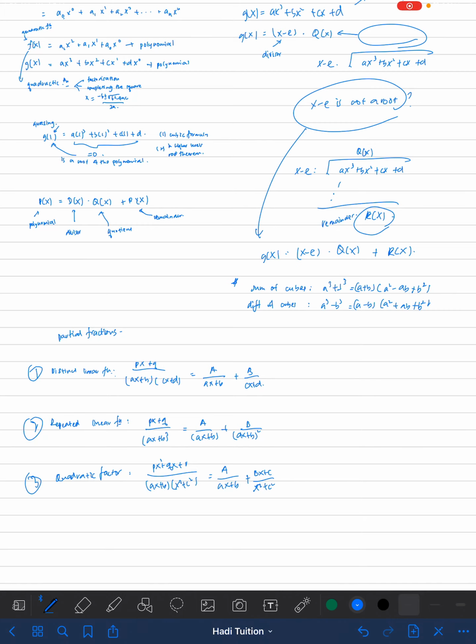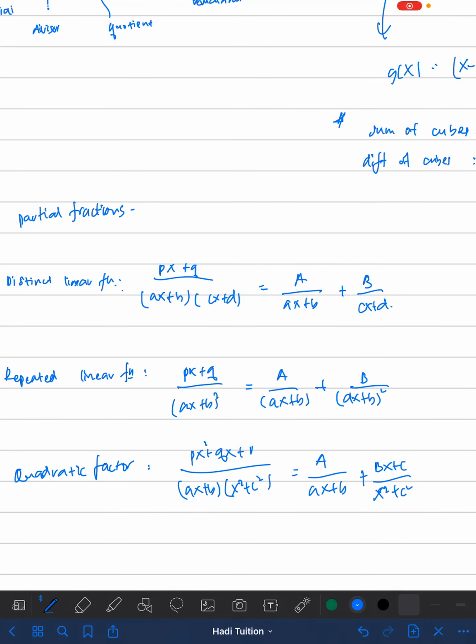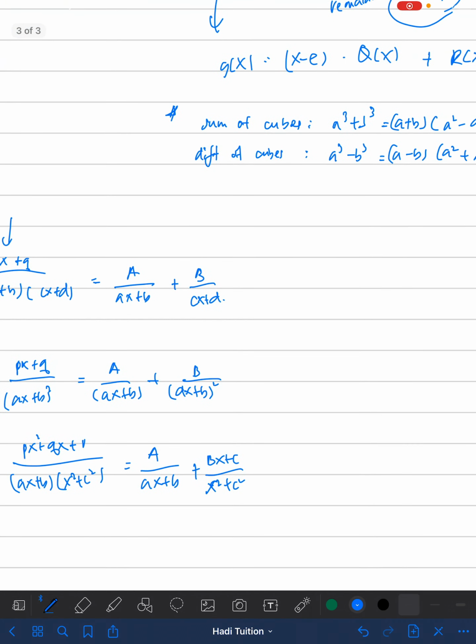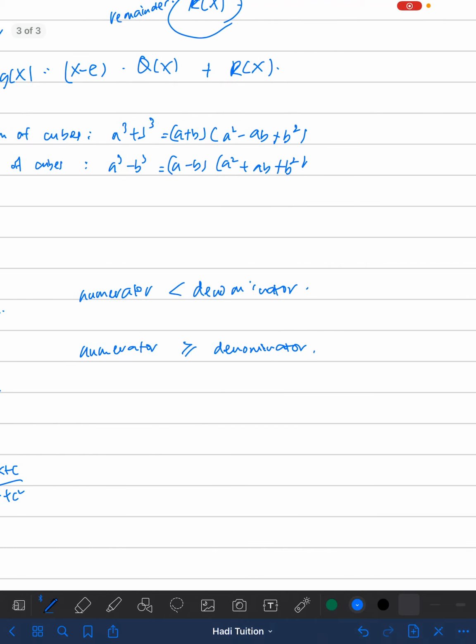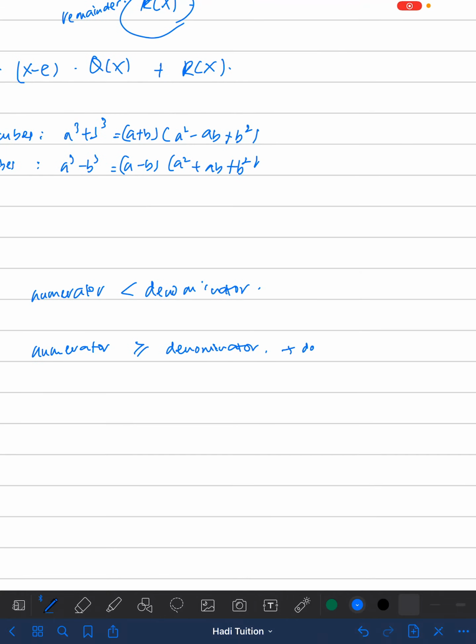The most important thing that you want to remember is that the numerator has to be less than the denominator degree. So if the numerator has x squared, the bottom one needs to have x cubed. If the numerator has degree more than or equal to the denominator, you need to do long division. If not, just do partial fractions.